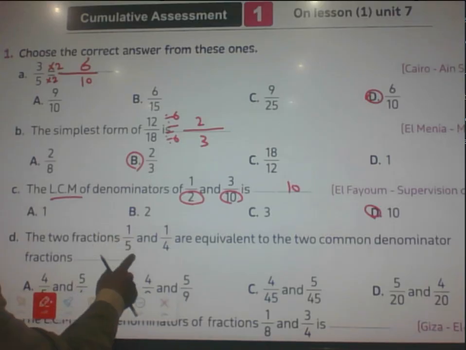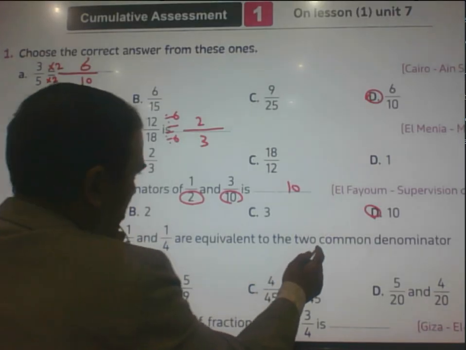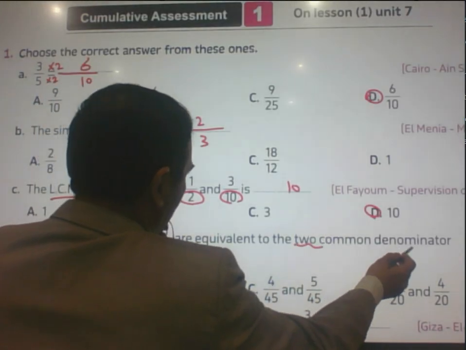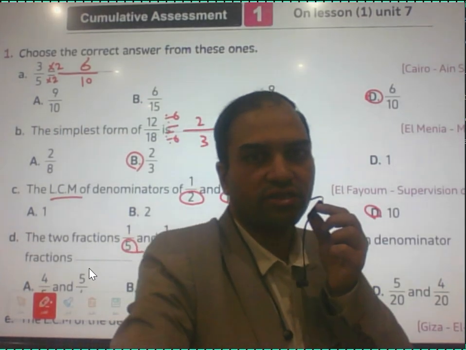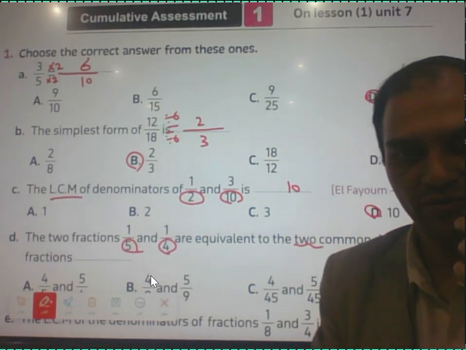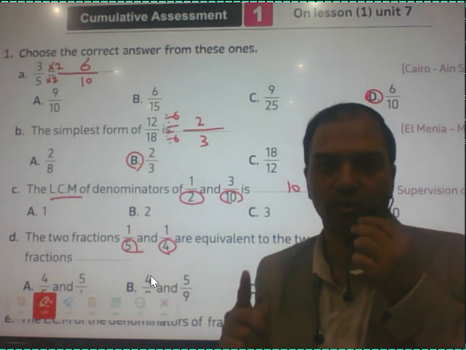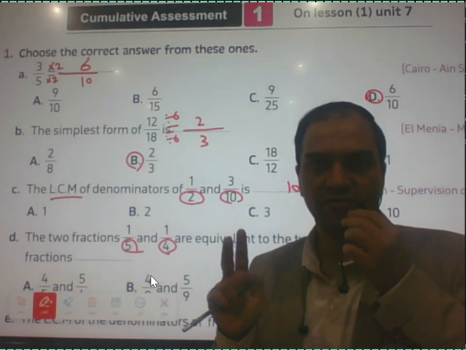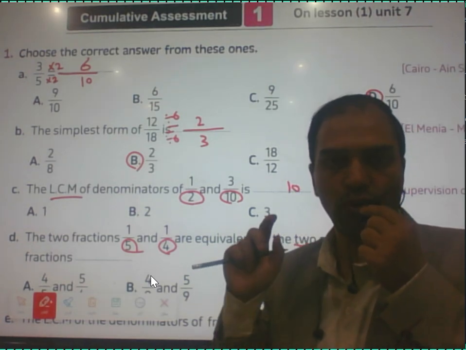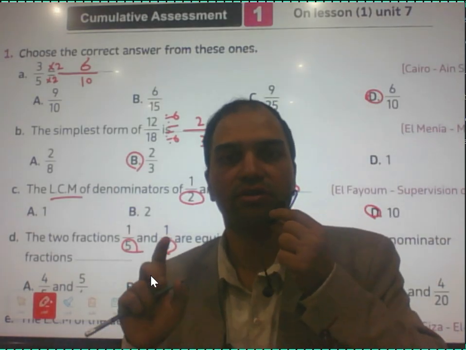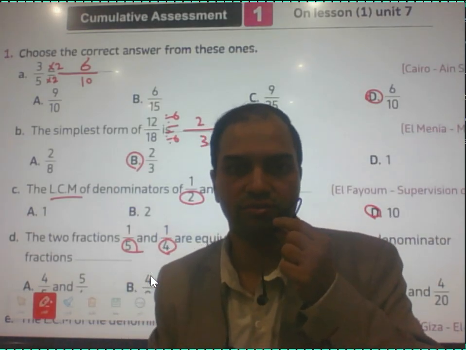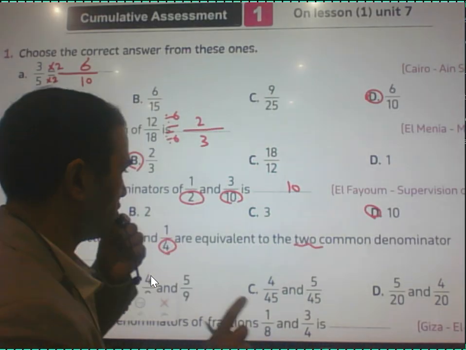The two fractions, fifths and fourths, are equivalent. The common denominator is what? Look here, 4 and 5. We call them relatively prime numbers because the highest common factor between 4 and 5 equals 1. Then we can find the least common multiple between them, which equals 20, their product. 4 times 5 equals 20. We call it the least common multiple between two numbers.